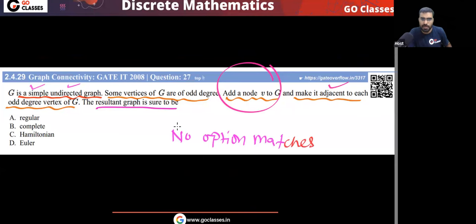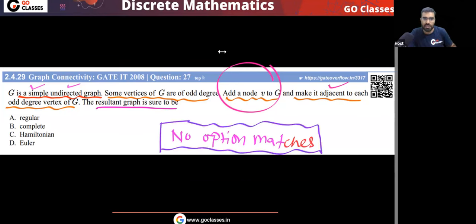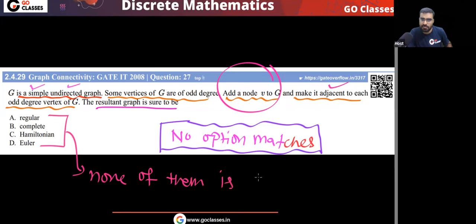Is this clear? Did you understand the small points in this question? Every small point, did you understand? Okay, so remember, no option matches. In this question, none of them is a correct answer.